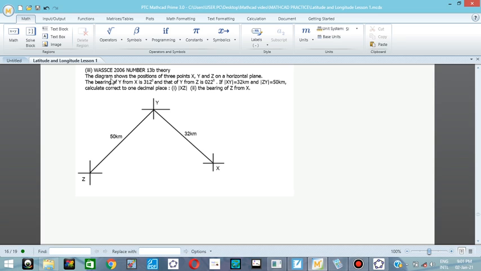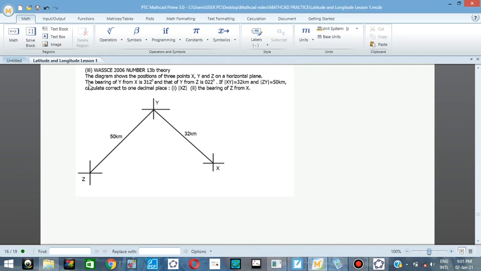It says the diagram shows the positions of 3 points x, y, and z on a horizontal plane. So I told you before, when we talk of a horizontal plane, we are talking about a level ground where you can locate 3 points on the ground. Just like this flat screen here, this is a horizontal plane. So you can see 3 points x, y, and z. They are all on the plane. So let's start the location now.